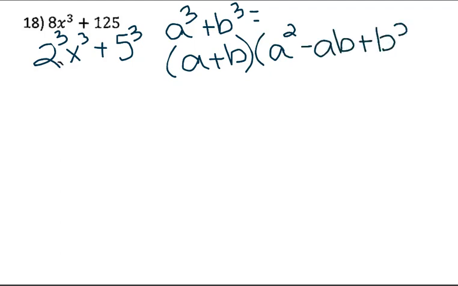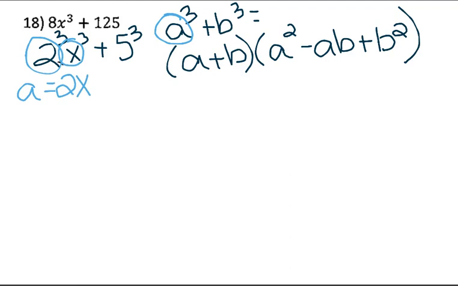Plus b squared. So this is the formula I will use when there is the sum of cubes. So first I want to identify what my a and b is. The base here, a, is going to be 2x. It's going to be my base. My b is going to be the second base, which is 5.